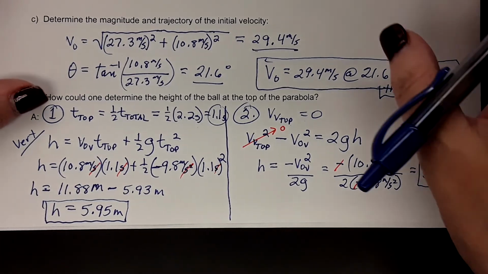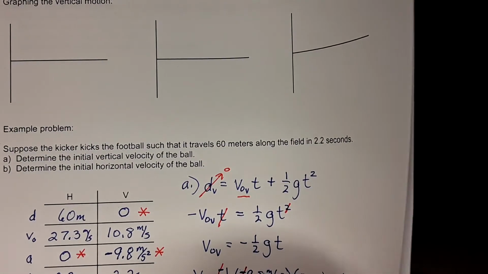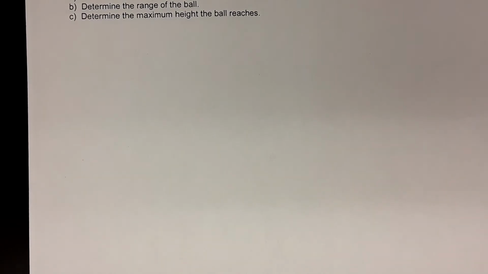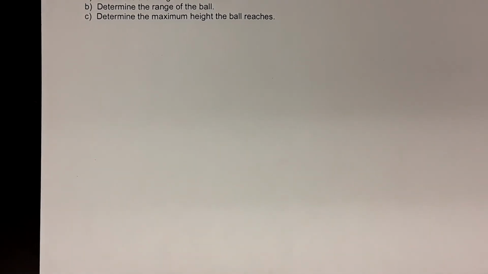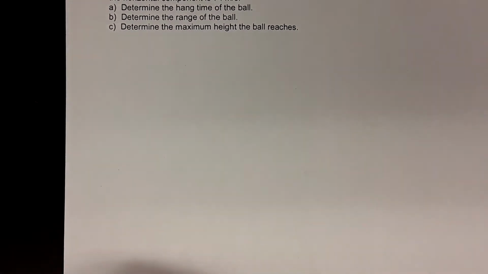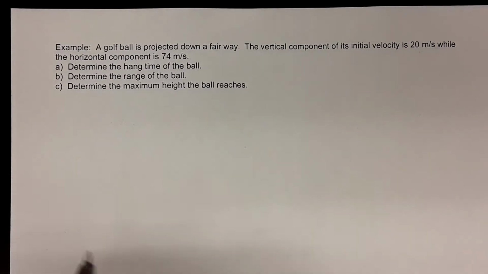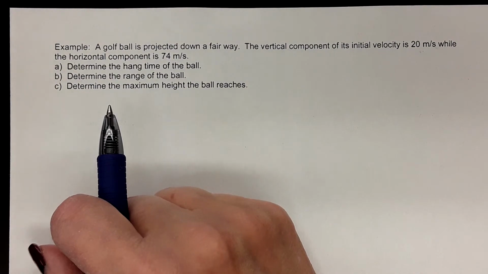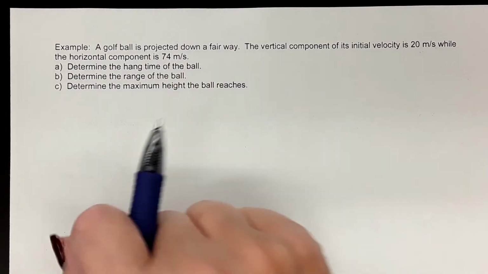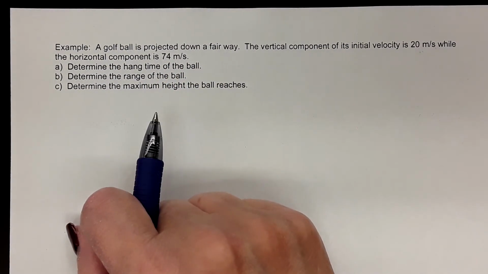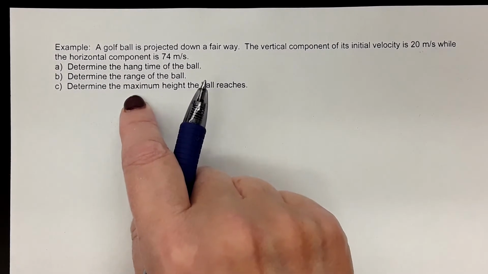All right, now I've got one more example here. And we're going to go through this one quick. This one's a little more like what I was talking about with the second one, but we don't have to resolve it. It's already been resolved for us. It says a golf ball is projected down a fairway. The vertical component of its initial velocity is 20 meters per second, while the horizontal is 74. And they ask for these three things.